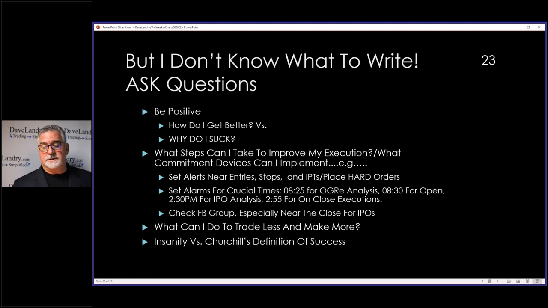Insanity versus Churchill's definition of success is something I struggle with too. Einstein's definition of insanity is doing the same thing over and over, expecting a different outcome. And Churchill's definition of success is moving from one failure to another without any loss of enthusiasm. Well, I think my core methodology fits within Churchill's definition of success, because you will have to move from one loss to another. But it does wake me up, obviously, when I've had a few losses, to make darn sure my stock picking is the best of the best for anything that goes into that core methodology, the service, so to speak.